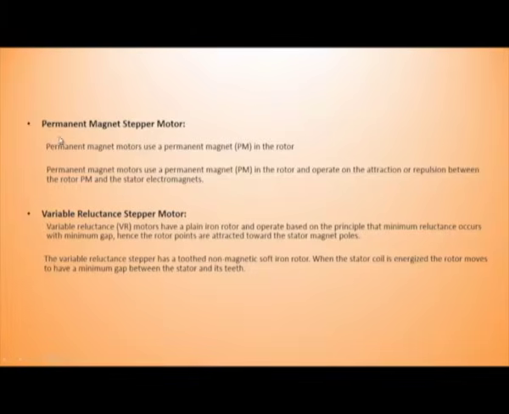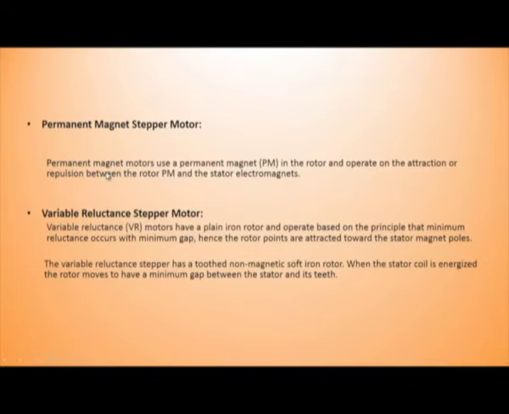For that, the rotor of the permanent magnet stepper is a permanent magnet, which is surrounded by the stator parts. The permanent magnet motors use a permanent magnet in the rotor and operate on the attraction and repulsion between the rotor permanent magnet and the stator electromagnets. So, due to the electromagnetic force, the rotor is rotated. One more thing in the permanent magnet motor is that the rotor is teethless, there are no teeth in the rotor part.